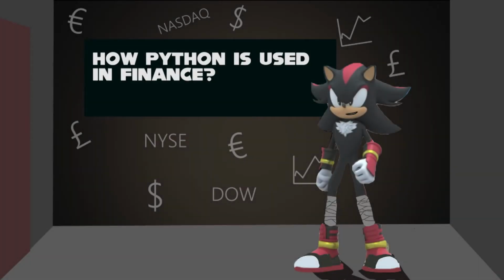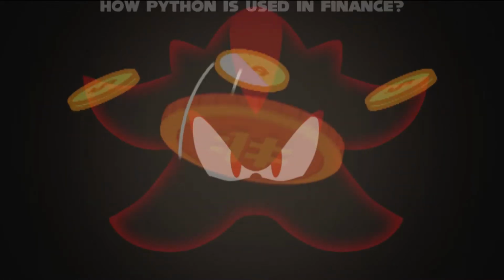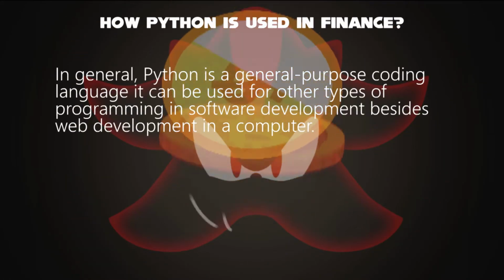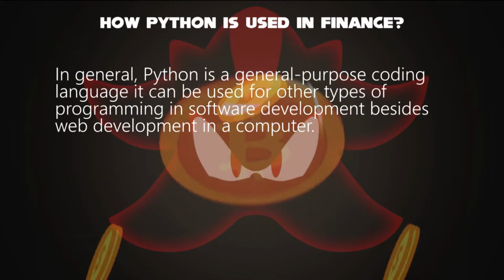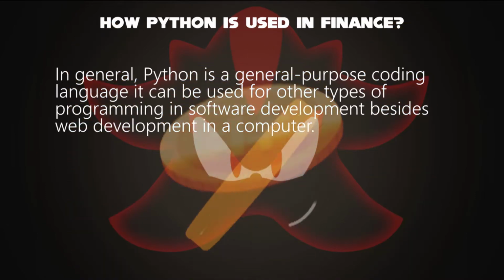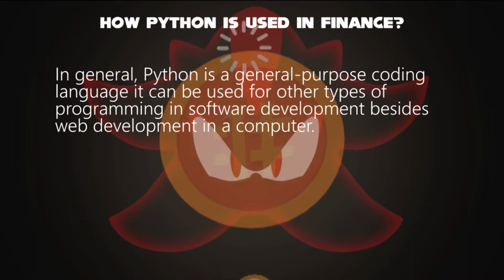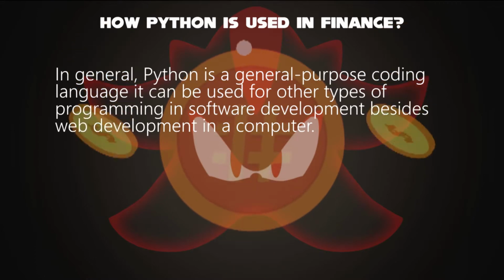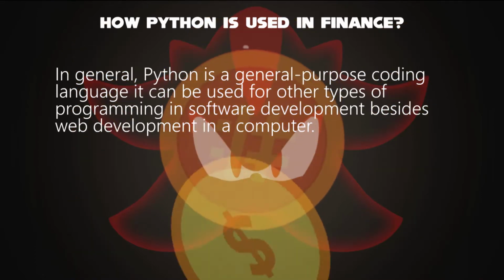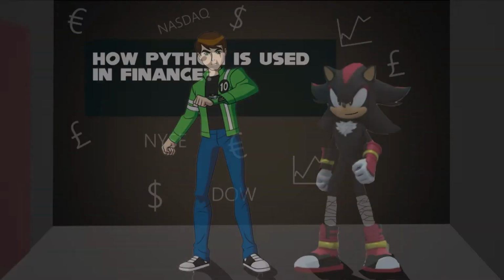Hello, I'm Shadow. How Python is used in finance. As you know, Python is a general-purpose coding language. It can be used for other types of programming and software development besides web development. Ben Tennyson can find out about Python, just like I discussed about ATM.